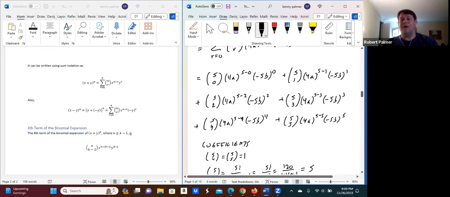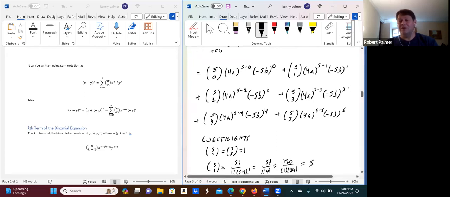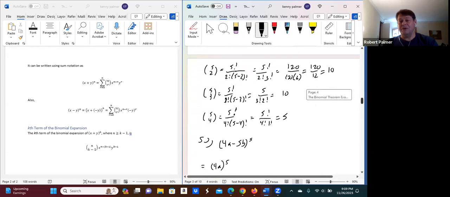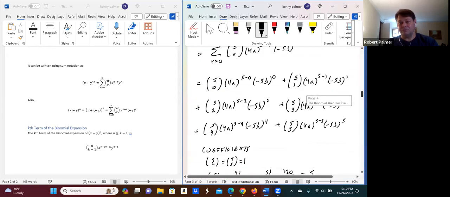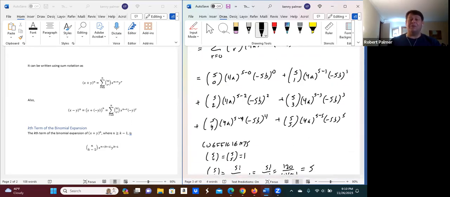And then we have 4a to the 4th times negative 5b, so negative 5b to the 1st. So it's going to end up being negative. Let's go and put it as a plus. We'll take care of the negative in a minute. So we have 5, then 4a to the 4th times negative 5b. Okay. Then plus the next one. A little tedious, but still could be better than trying to multiply them out by hand.